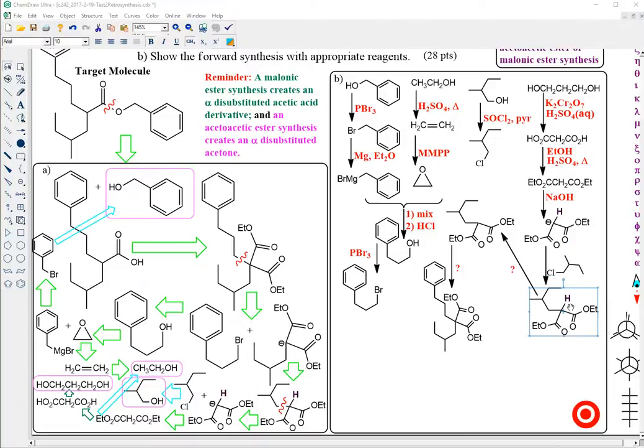This mono-substituted malonic ester can be deprotonated the same way we deprotonated diethyl malonate using sodium hydroxide. The anion created is a nucleophile which, when reacted with this alkyl bromide, will create our indicated bond here.